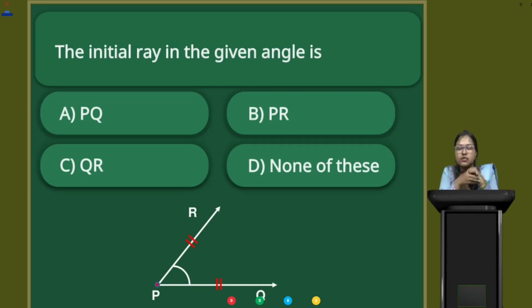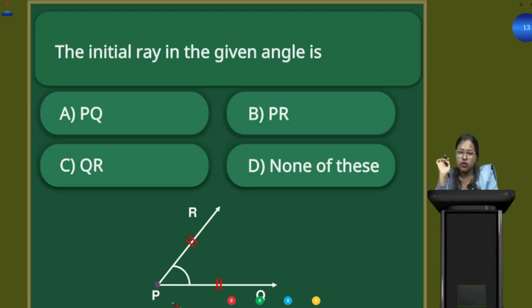Now here is one question time for you all. Let's see how many of you are able to answer this question. Your question is, the initial ray in the given angle is. Can you tell which one is the initial ray? This one is also from our previous classes. Let's see how many of you remember. I am giving you a timer. Your options are: PQ is the initial ray to make the angle, or PR is the initial ray, or QR, or none of the above. So give your answer.